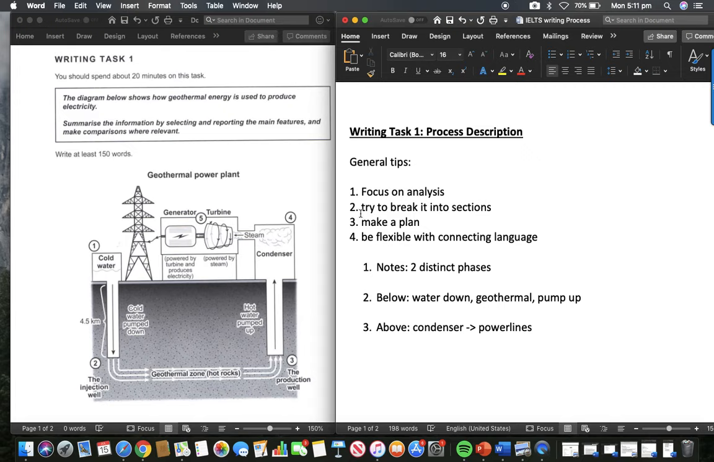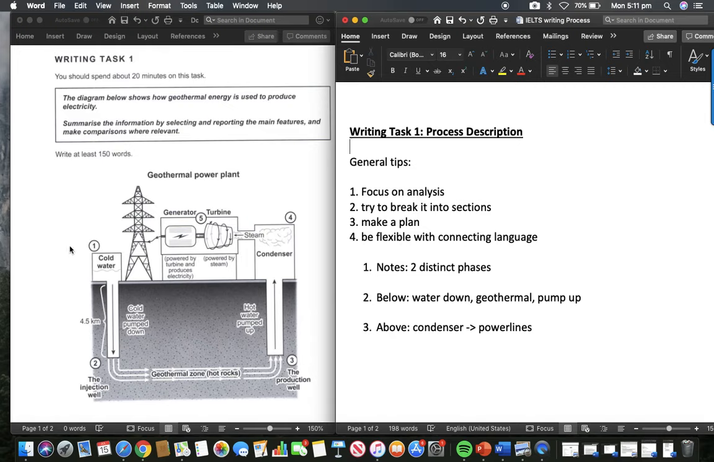Then try to break it into sections. So if you look over here, we've got a geothermal power plant. The diagram below shows how geothermal energy is used to produce electricity. All right, so it's pretty straightforward. You have underground, above ground. So that's really all you have to do, try to break it into 2 or maybe 3 different sections.